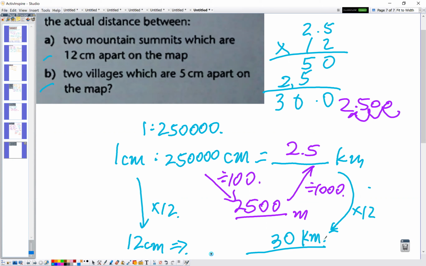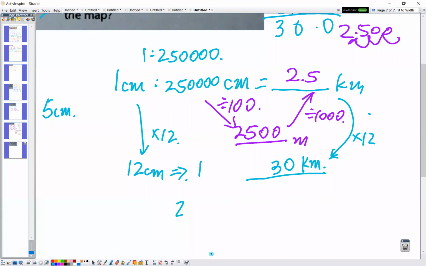So look at 5 centimeters here. We just work it out directly. We just do 2.5 times by 5. So what answer is that? It becomes 12.5, isn't it? So this will be just 2.5 times by 5. It becomes 12.5 kilometers. See? This is how you work this out. It's not that hard. Kind of difficult, but not that difficult.